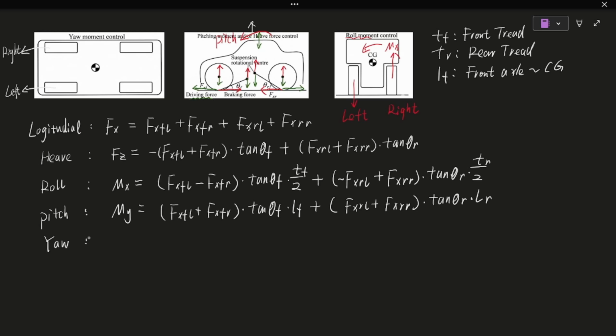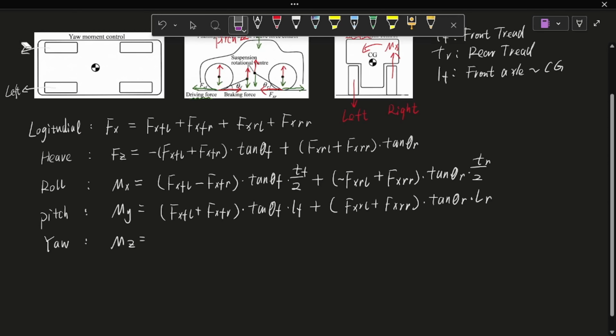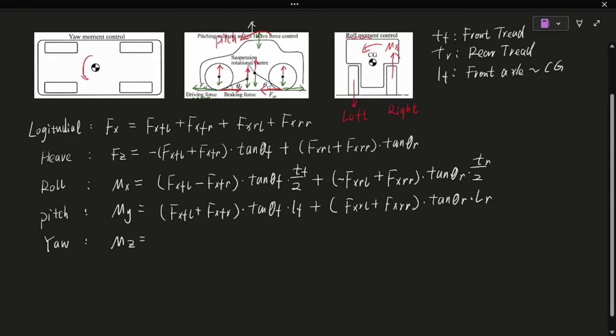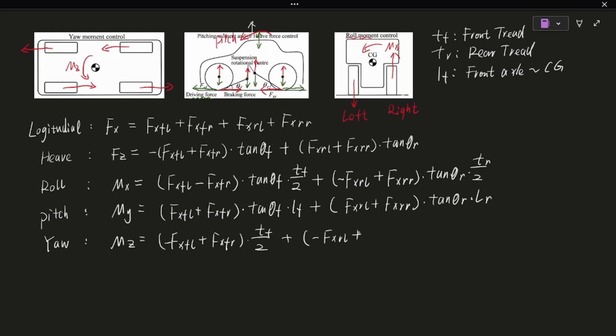Finally, we have the yaw control equation. Erase this part first. Let's look from above. Assume a counterclockwise yaw. The right side of the vehicle needs a forward longitudinal force. The left side needs a backward longitudinal force. So this equation is minus Fx_FL plus Fx_FR times Tf over 2, plus minus Fx_RL plus Fx_RR times Tr over 2. Alright, we have now completed the equations. We can use in-wheel motors to control 5 degrees of freedom of the vehicle.